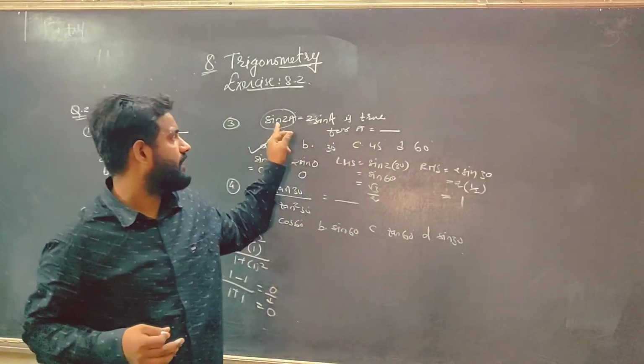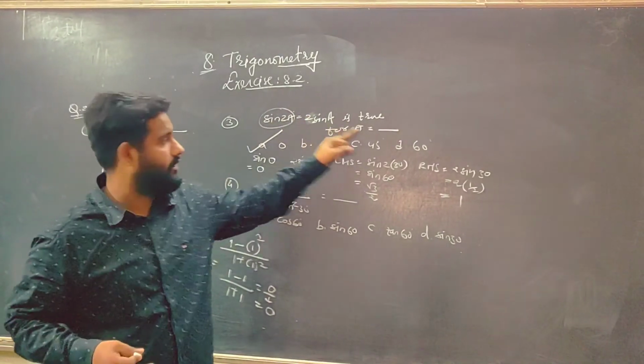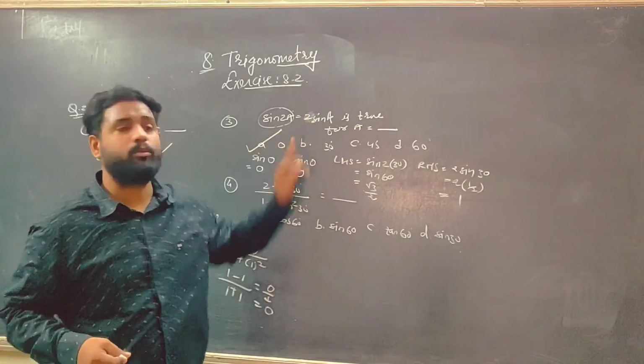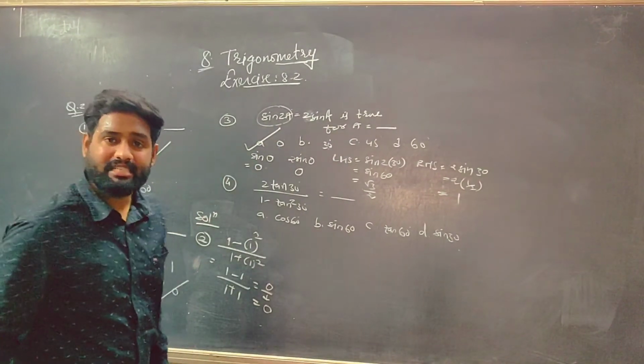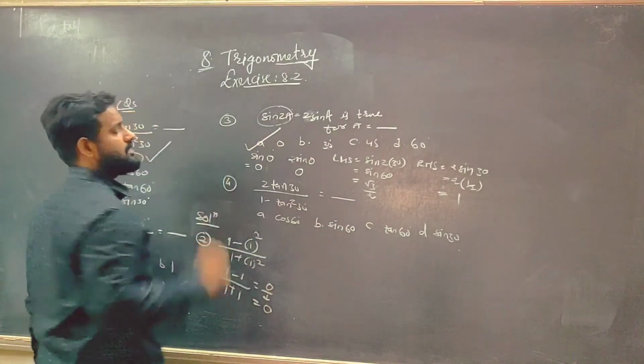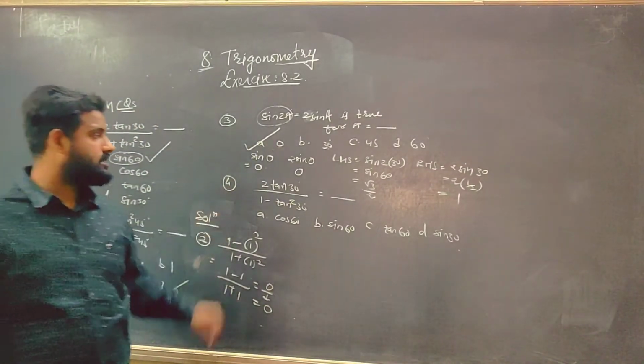Similarly, if you put 45, this would be different. If you are putting 60, this would be different. So the only answer which is making your LHS and RHS equal is A equal to 0, so that is your correct answer. Let us move towards the last MCQ.